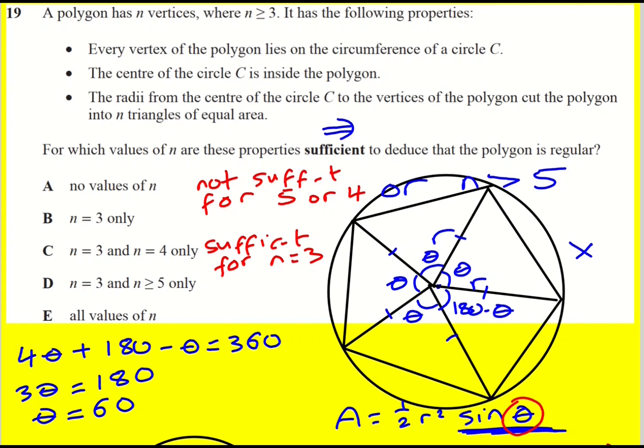And we're there. Okay, it's a bit messy, but we're there. The only value where it is sufficient is n equals 3. Okay, it's quite a tough question to explain. Tough question in general, but well done on your efforts on it. It's really good, I think. Good question. Thanks for watching.